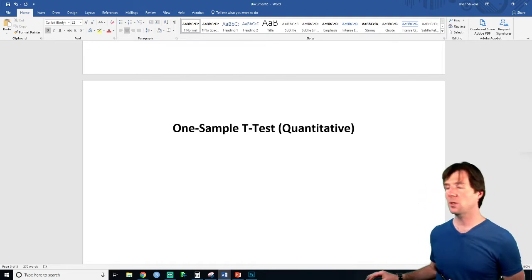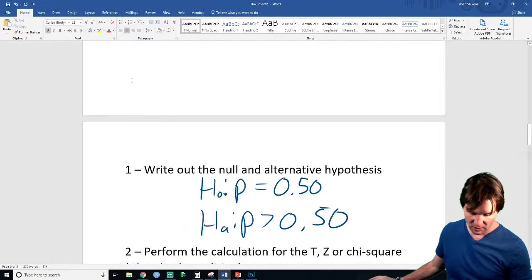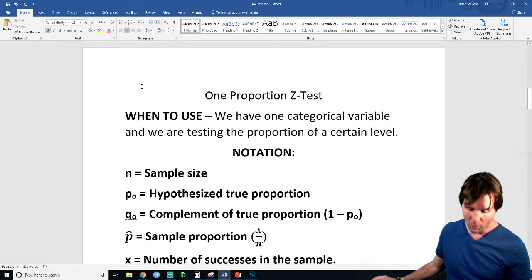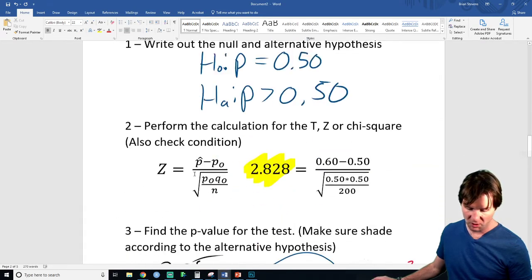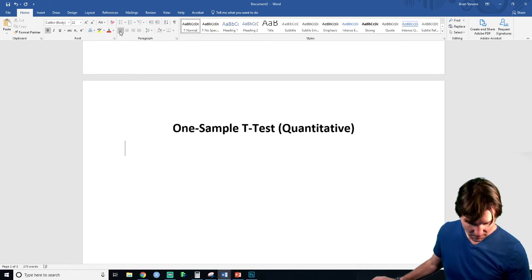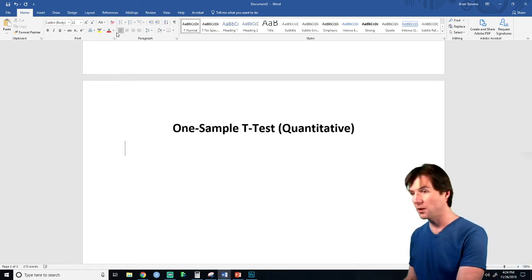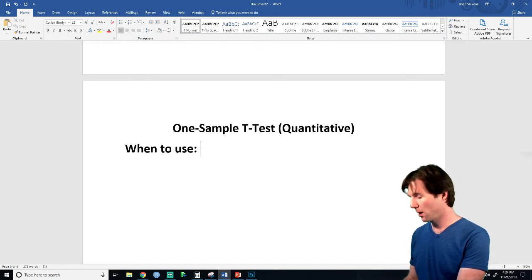The first thing we did was we talked about when to use it. And let's see just how we wrote that last one so we can be very consistent in our notes on how we're talking about this. When to use. We wrote, we have one categorical variable we're testing to a certain level. So when to use the one sample t-test. Let's do it. When to use. Okay, when do we use it?